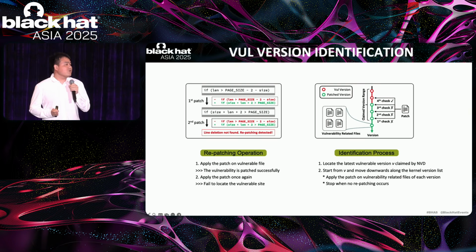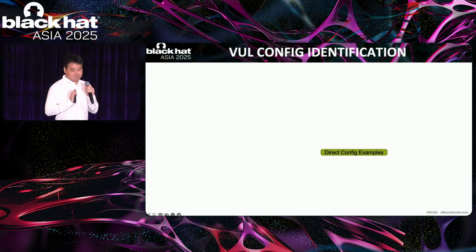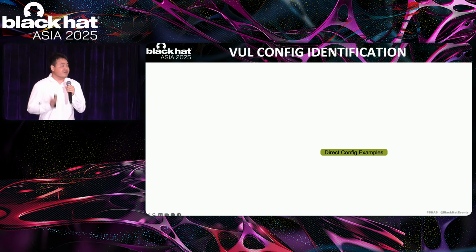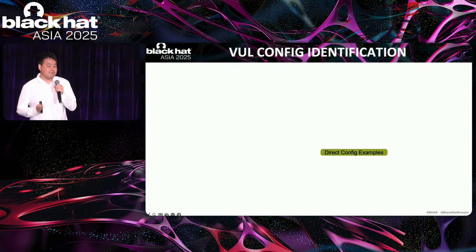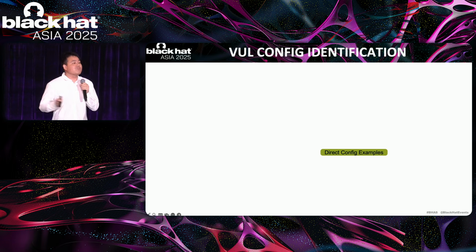Given the correct version kernel, next we need to identify the correct configs that were described by Bonan. That is, we need to identify all the configs that are required to enable the vulnerability in the kernel.